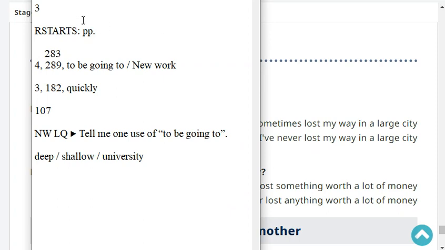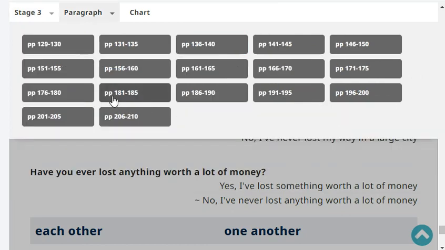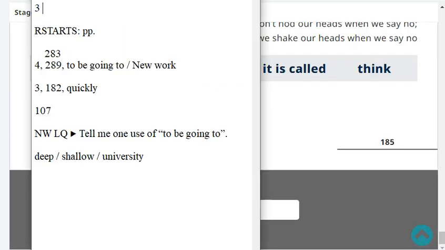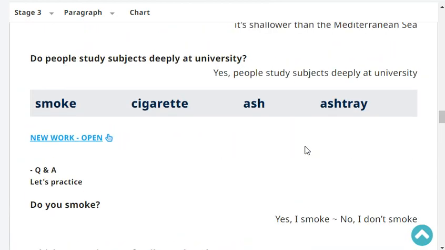Okay, so now let's move on to reading. Our reading is at stage 3, page 182. Okay, let's start with the headwords: deep, shallow, university.